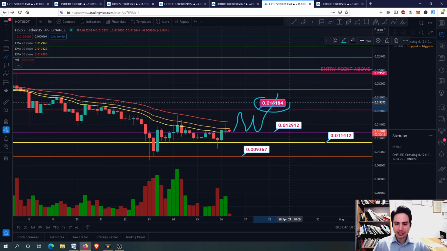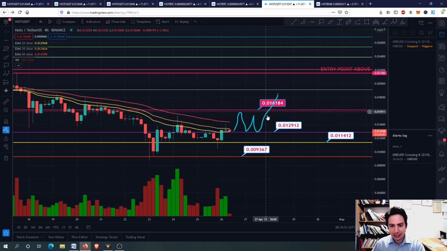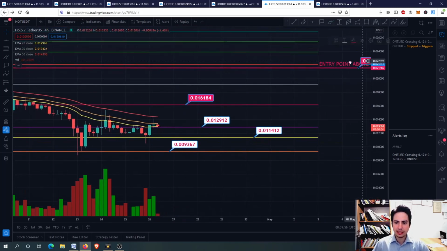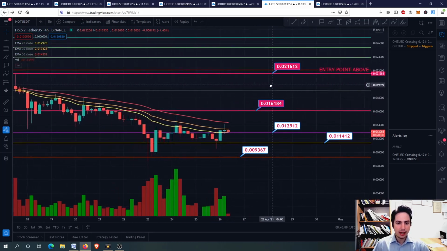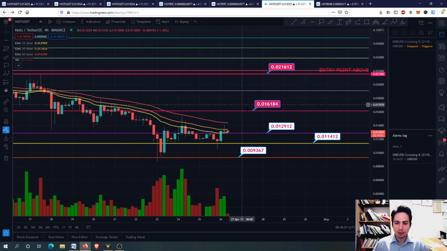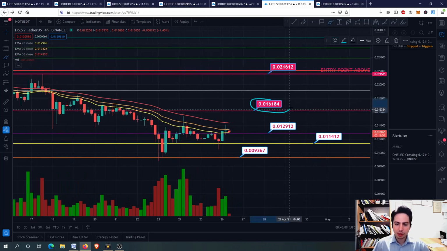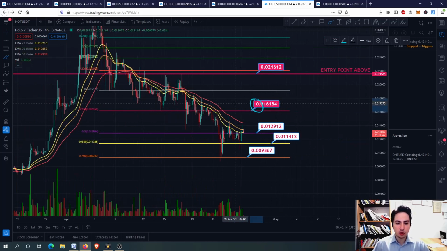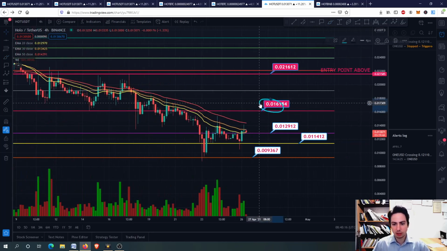If we surpass this line, then we can invest just a small amount of money, guys, because the main key here is this level 0.021 to 22, and of course if we can surpass this level 0.019, that would be awesome as well. You want to invest some money here because it seems like we might see an upside situation for Holochain for the short term if we break through this resistance line.